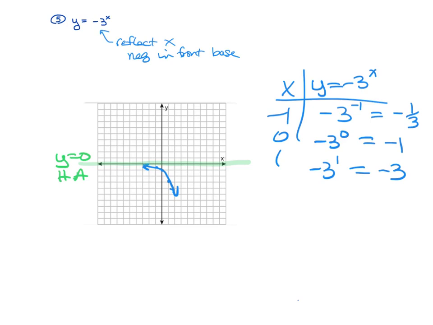Now we're going to see the exponent with the negative sign, and that'll be a reflection across the y-axis. Again, when it's just a basic function, I'm just going to plug the -1, 0, and 1 into the function that's given to me.